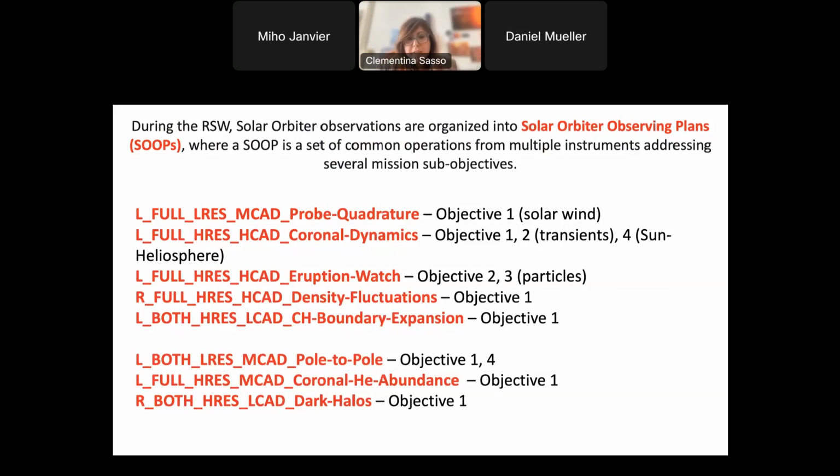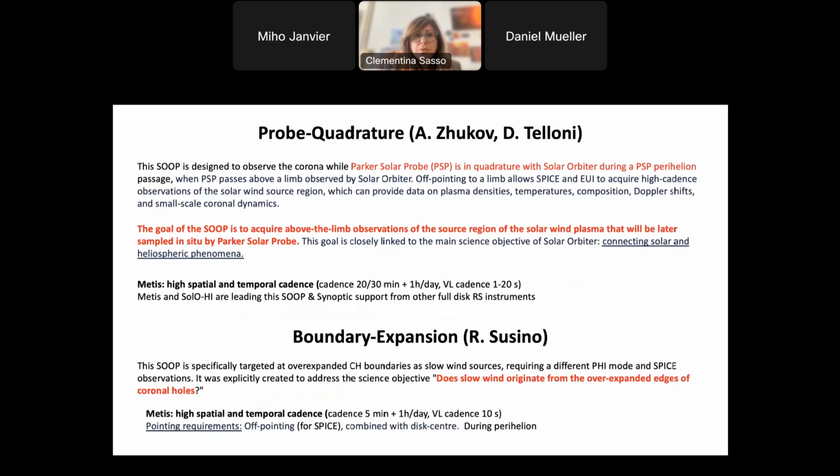The first five are already producing results, or at least we have run them for many orbits, so we have observations from them. The last three are new, or we are still obtaining the observations from them. And here I also listed which objectives these SOOPs are answering.